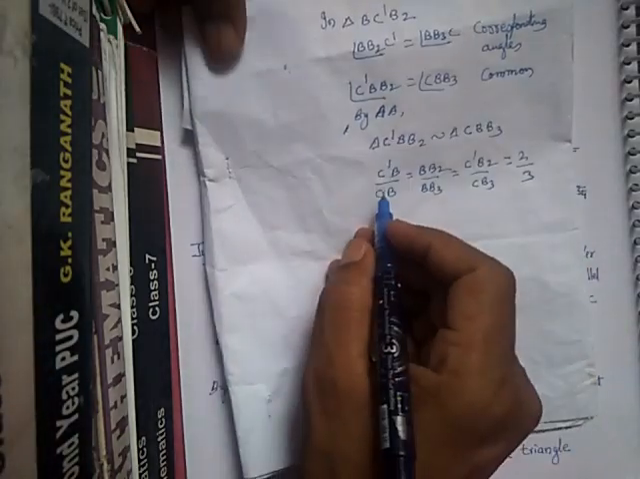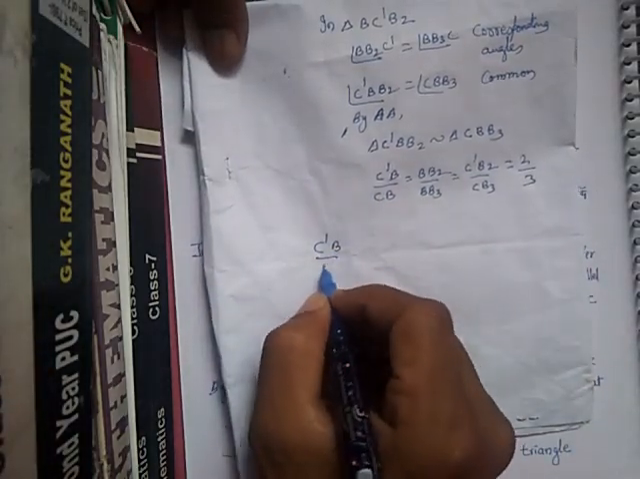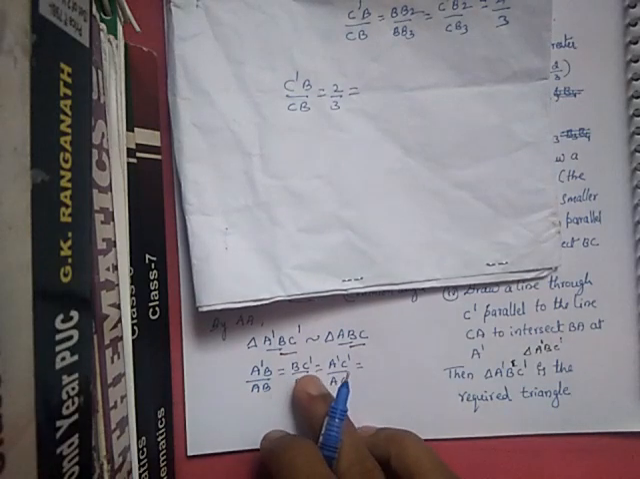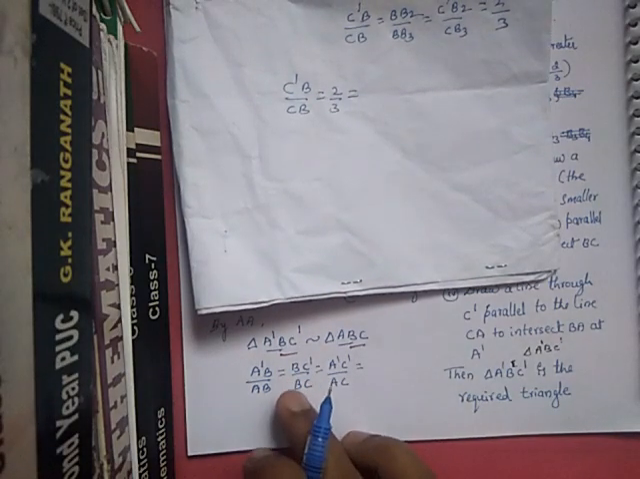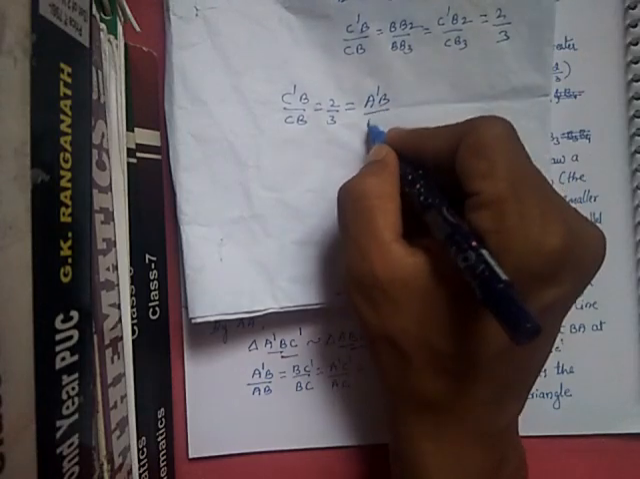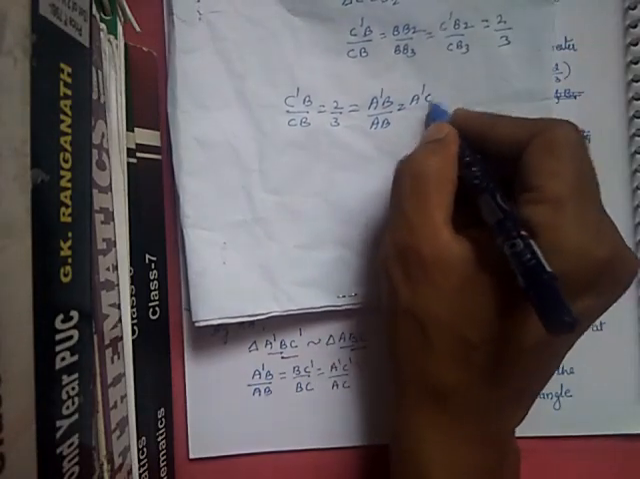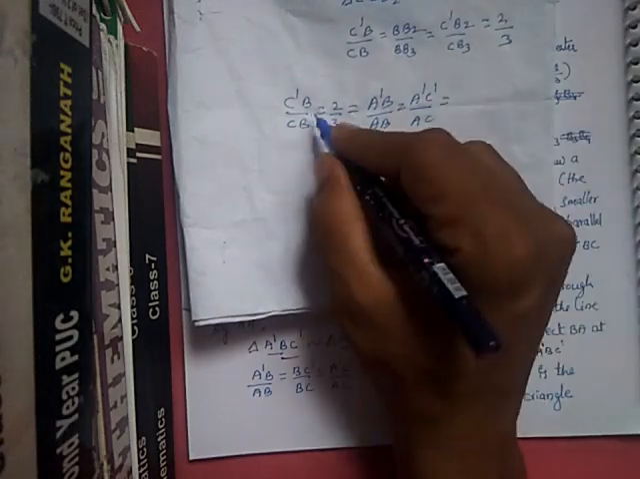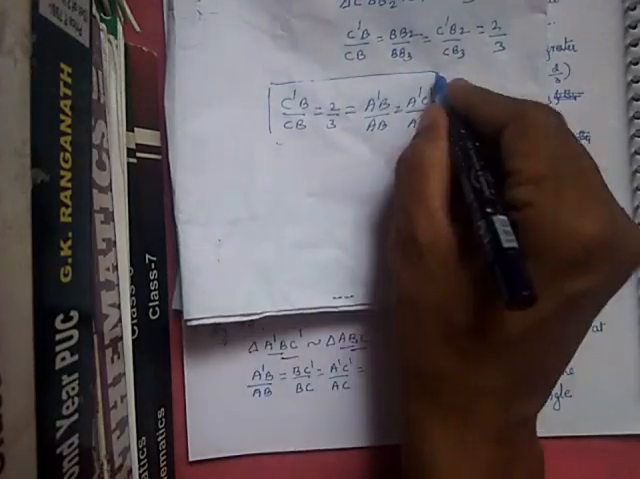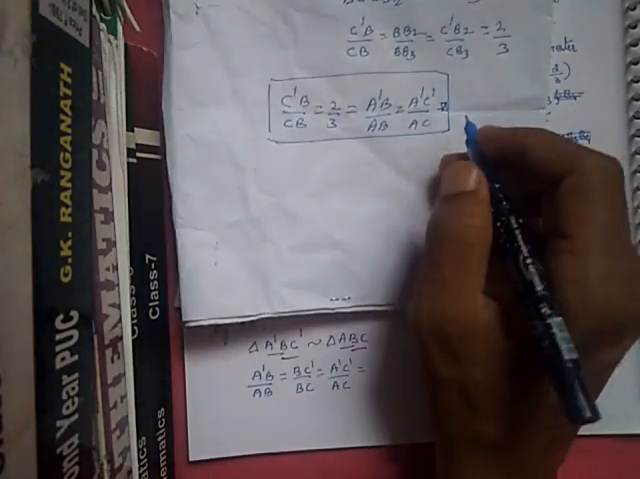In the same way, you know that C dash B divided by CB is equal to 2 by 3. BC dash or C dash B, BC or CB, both are the same. So it is equal to A dash B divided by AB, which is equal to A dash C dash divided by AC, which is equal to 2 by 3. So all are equal to 2 by 3. This is our important justification, so it is in the ratio 2 by 3.